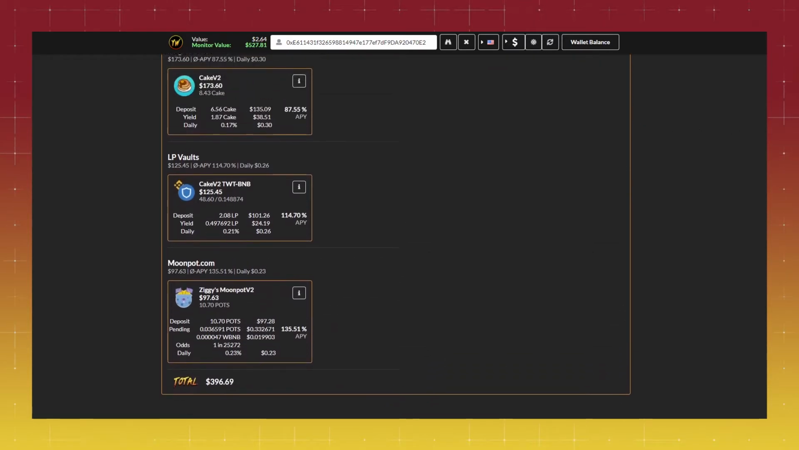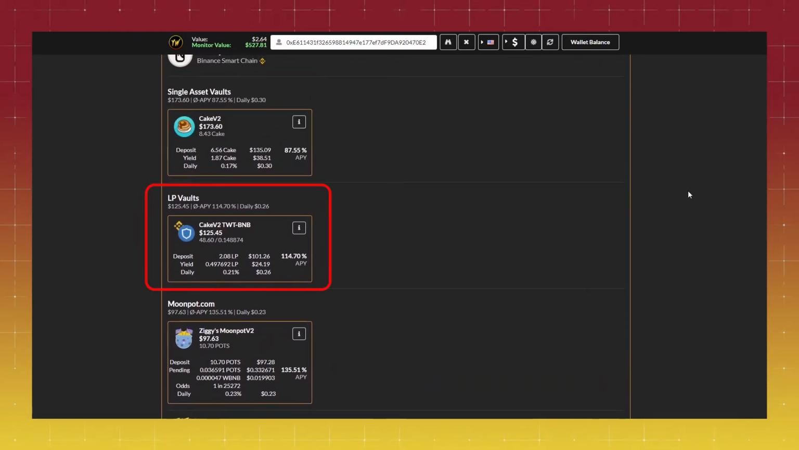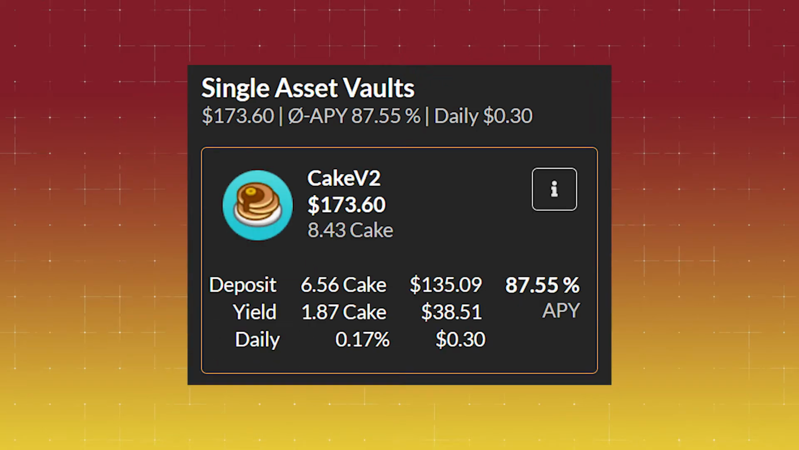For example, I use Cake token staking, provide liquidity in a pair of BNB and TVT tokens and farm pots on Moonpot. Here you can see what the deposit was, how much was earned and what percentage of earnings per day. The annual percentage of return is also indicated. Everything is immediately translated at the current exchange price to the dollar.